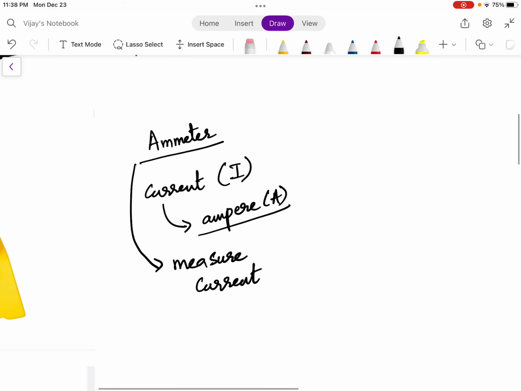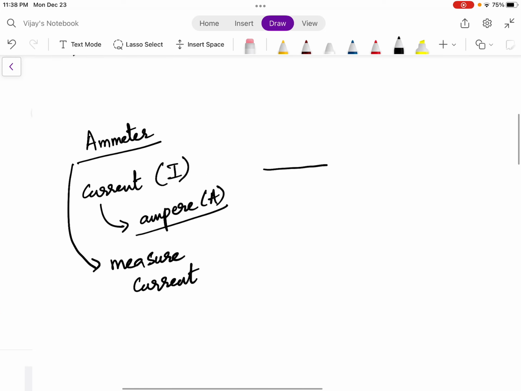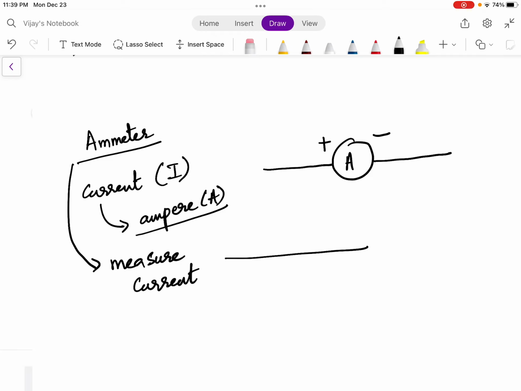Now how to show an ammeter in a circuit? We can show the ammeter like this. Put A here. It also has two terminals, one positive and the other negative. So suppose in a wire you want to measure current, the ammeter should be connected in series to that wire where you want to measure the current. Suppose here you want to measure some current I1, so the ammeter will read the amount of I1. So this is about the ammeter, a current measuring device.